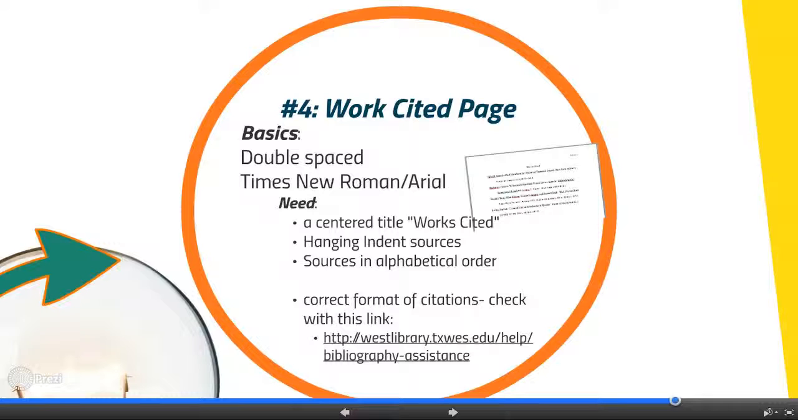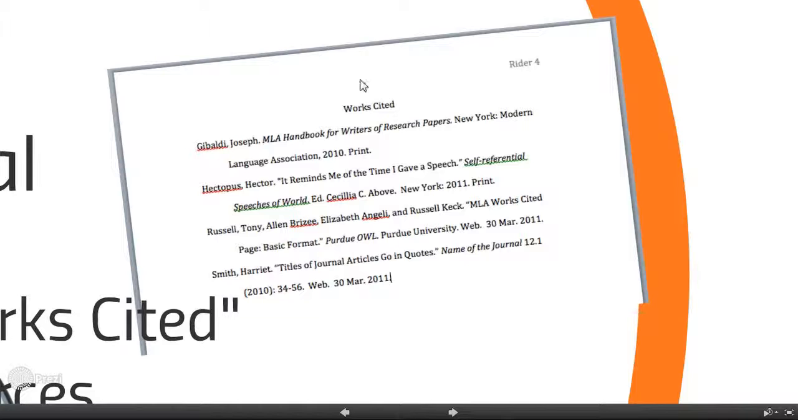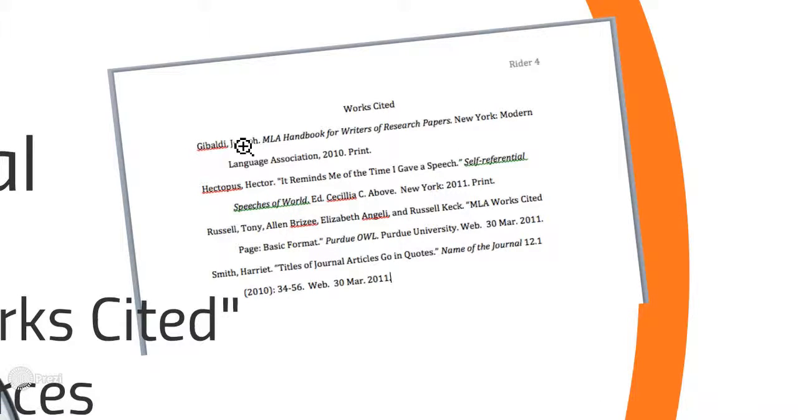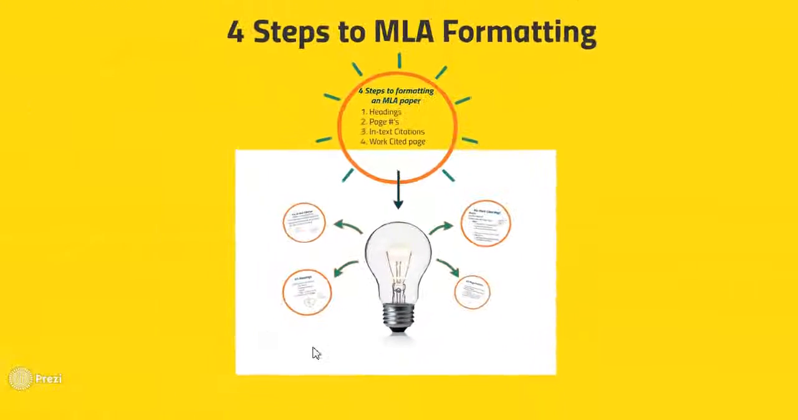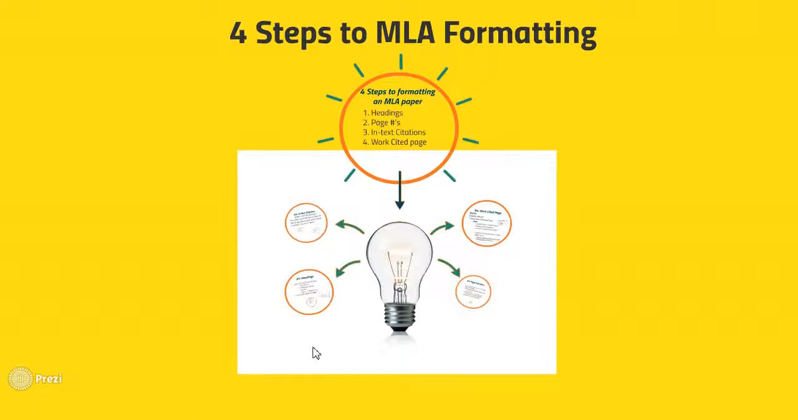But on your works cited page, the basics, double space, Times New Roman, just like your paper, and you want the title, works cited, to be centered. Not bolded, not italics, just centered. And your authors or titles, whichever you have, is going to be in alphabetical order with a hanging indent. Okay guys, so that's pretty much it. That has been our presentation on 4 steps to MLA formatting. Remember, headings, page numbers, in-text citations, and a works cited page. And you will pass with flying colors your MLA formatting section of your paper.